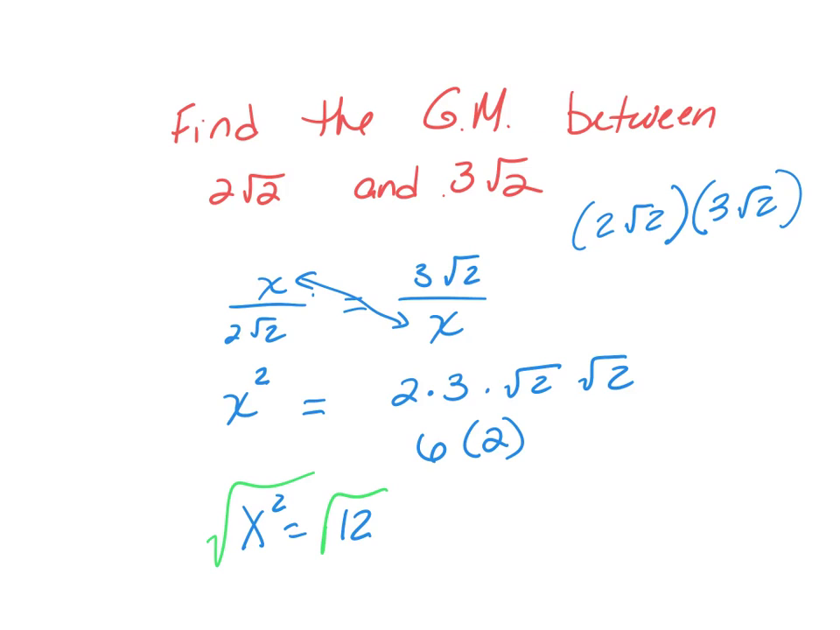I get x equals the square root of 12, and technically the answer would be plus or minus, but we're not going to deal with the minus, because when we do geometry, it's going to be the plus. We're in a positive world. So it's going to be 3 point something.